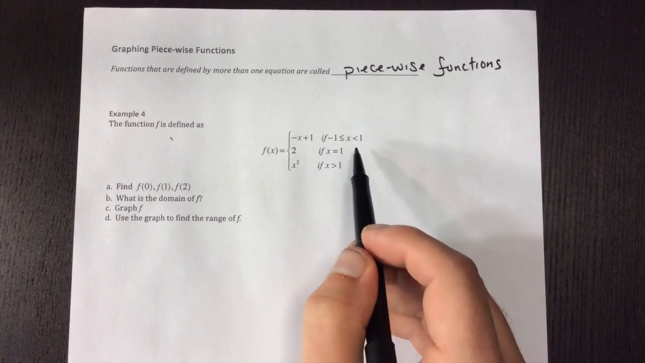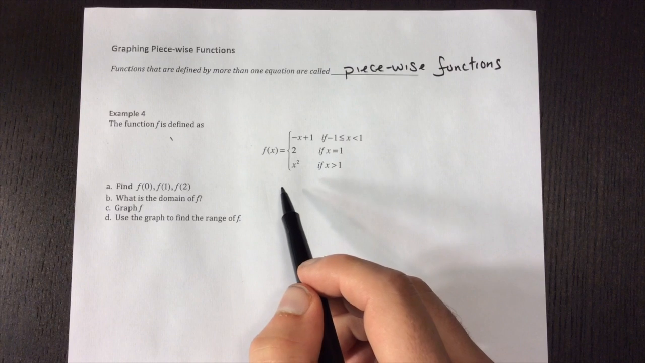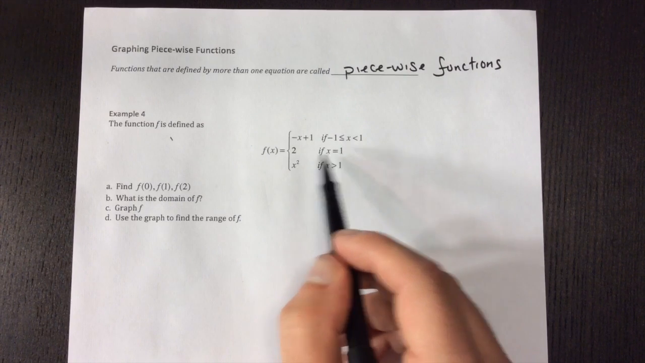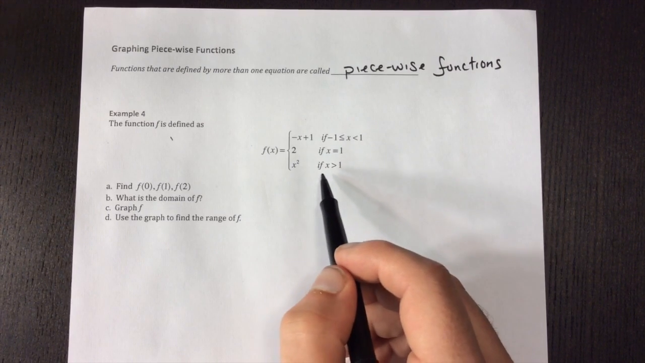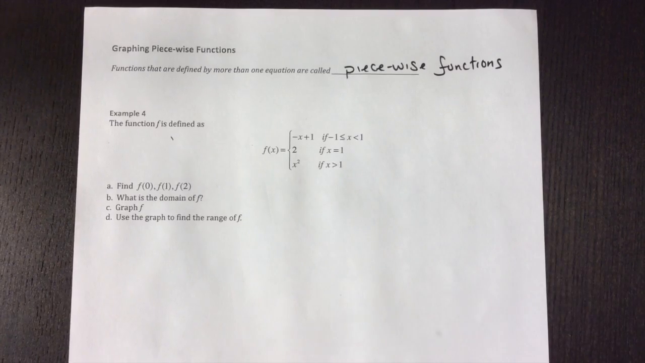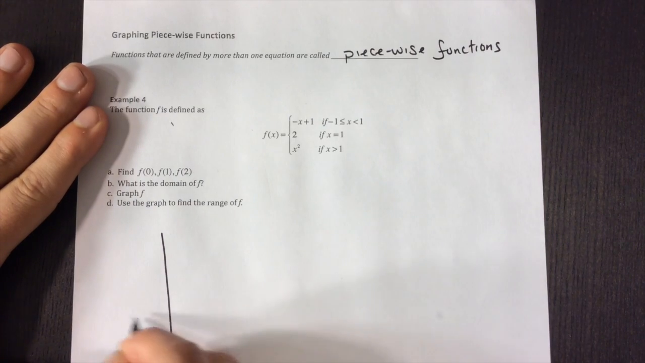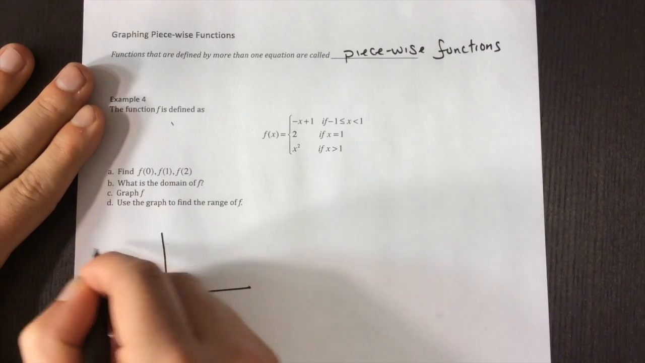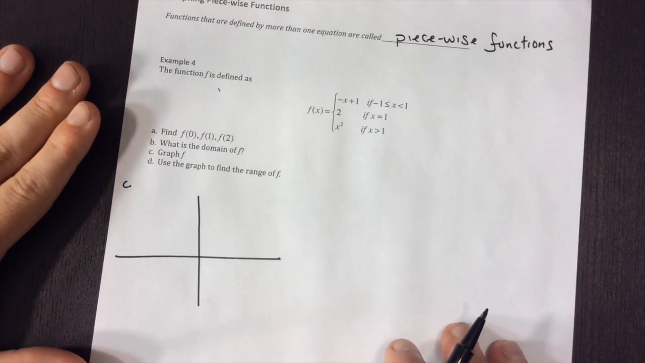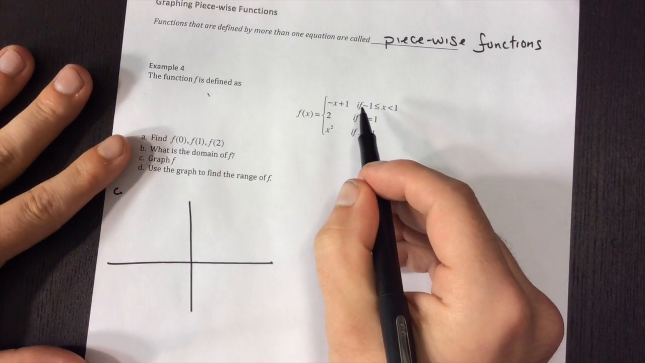So from -1 to 1, I look like this first part. At 1, I am equal to 2, and greater than 1, I look like x squared. Why don't we first start off with the graph of this function? Because I think it's easier to figure out what everything else is asking us if we know what this looks like. So I'm just going to start with these intervals.